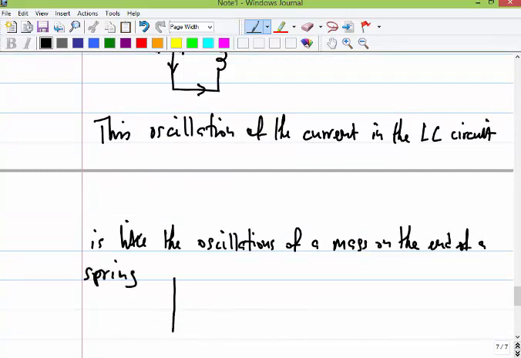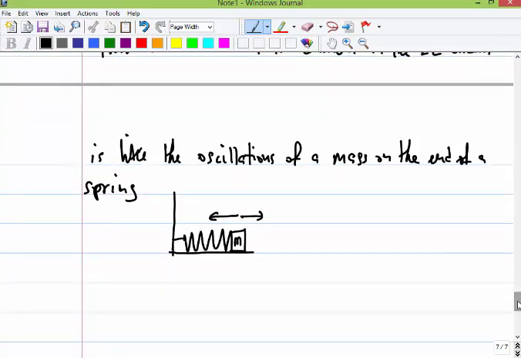For example, you have a mass on the end of a spring like that. This mass is M, and it's just going to oscillate back and forth. Eventually, it will lose energy and come to a stop, and that will also happen in the LC circuit. The energy will eventually be lost, and the oscillations will stop.